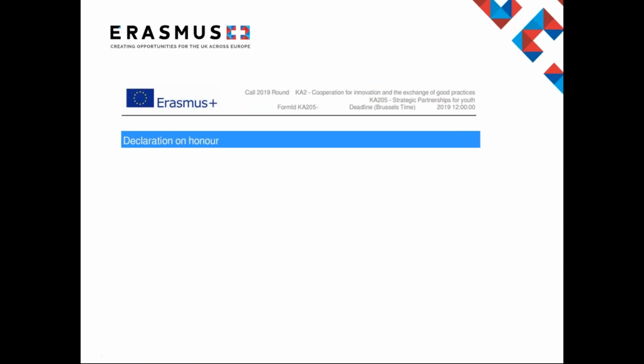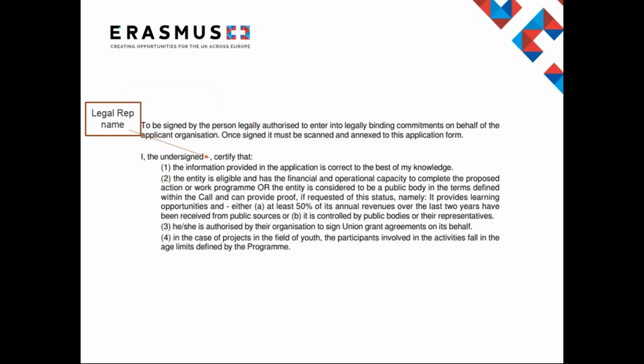When you download the Declaration of Honour, it should show the call year, the round, and the key action that you are applying for. Please ensure that you upload this version back onto the application form. The name of the legal representative will show as indicated on the screen. Please ensure that this is correct prior to submission.